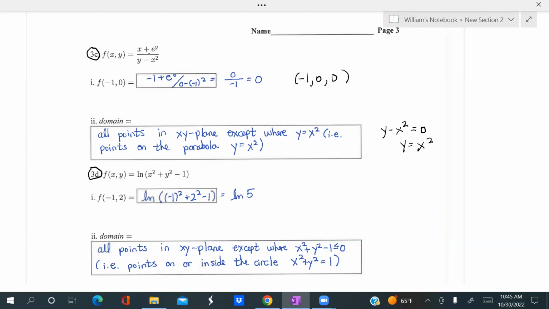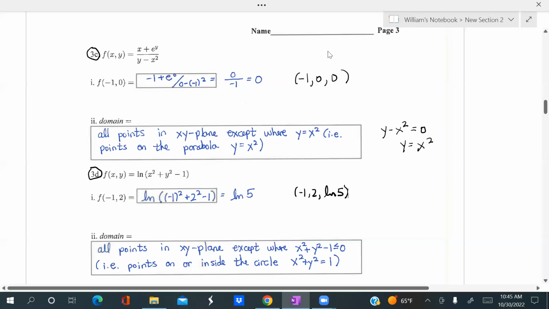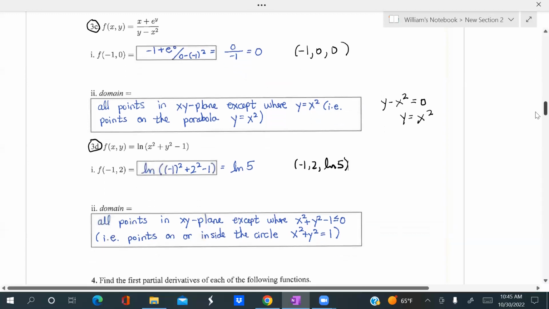To start with, we're just going to substitute -1 for x and 2 for y, and then evaluate that. So we end up with (-1) squared plus 2 squared minus 1, which is 5. So the output here is natural log of 5. So you know that the point (-1, 2, natural log of 5) is on the surface of the graph of this function. I don't have a graph of that, but that point is on that graph in 3 dimensions.